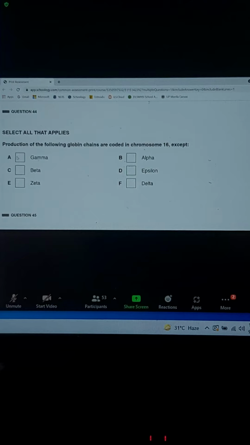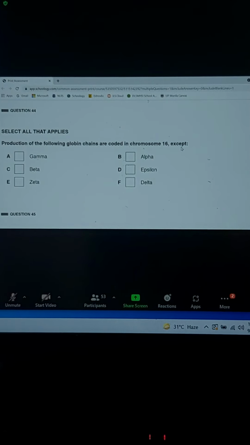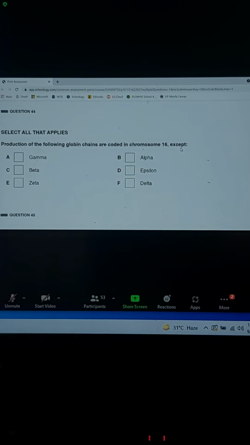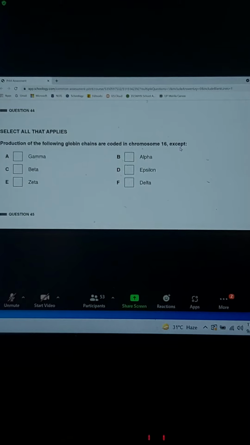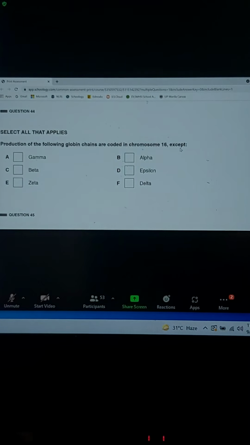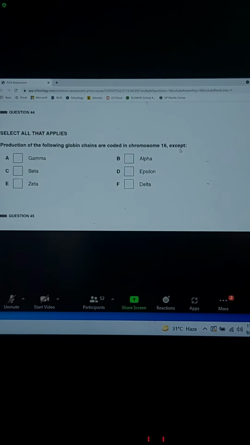Question 44. Production of the following globin chains are coded in chromosome 16 except beta, delta, epsilon, gamma. So except for letter B and letter E. So lahat yan kasama except D and E. Okay, kasi si alpha and si zeta yung magkabilang dulo, di ba? That's chromosome 16. And then for chromosome 11, si beta, si epsilon, si delta, si gamma.